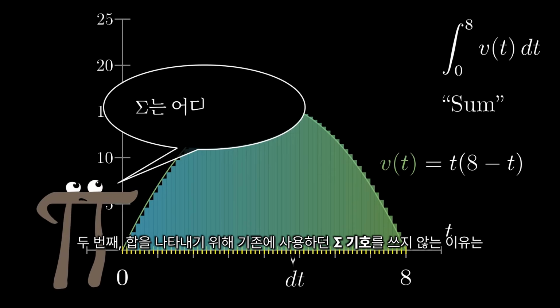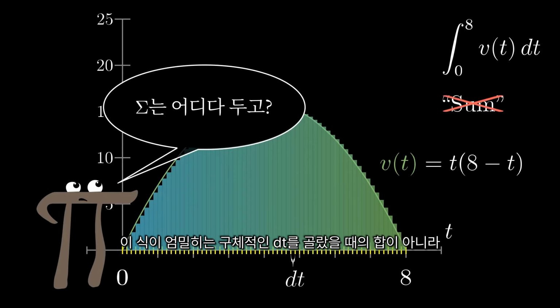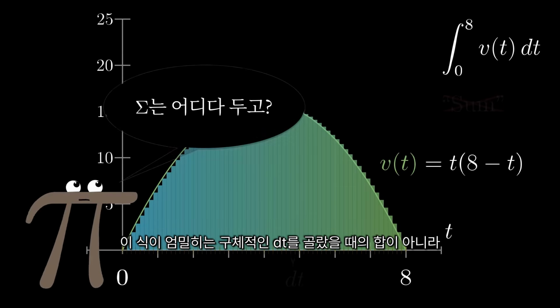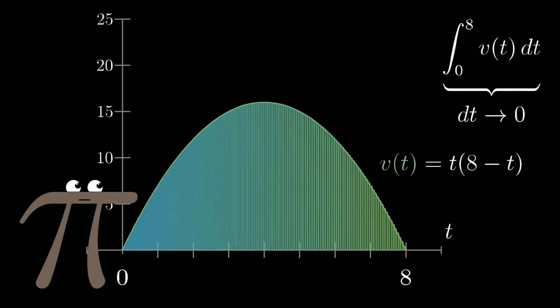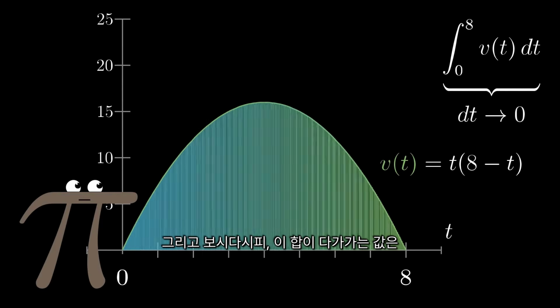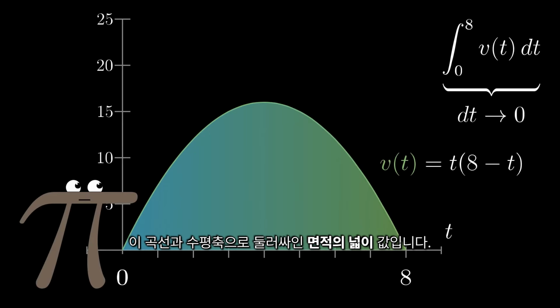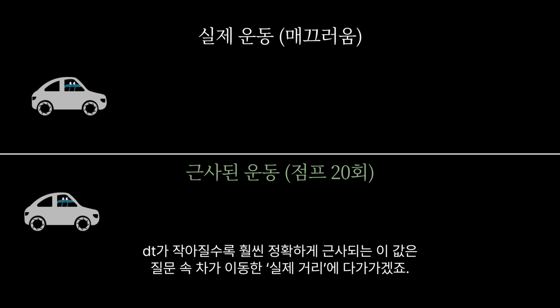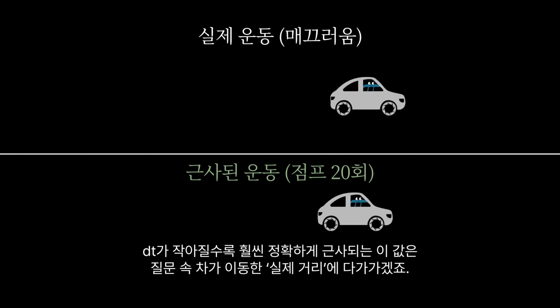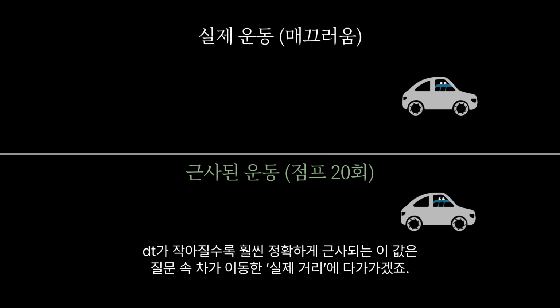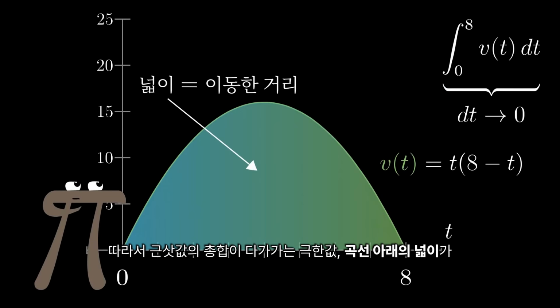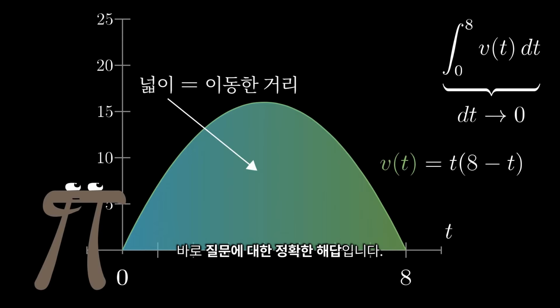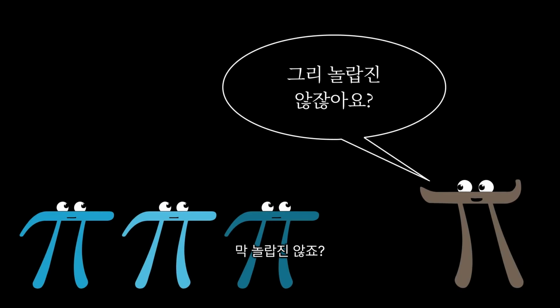And second, the reason we don't use the usual sigma notation to indicate a sum is that this expression is technically not any particular sum for any particular choice of dt. It's meant to express whatever that sum approaches as dt approaches 0. And as you can see, what that approaches is the area bounded by this curve and the horizontal axis. Remember, smaller choices of dt indicate closer approximations for the original question. How far does the car actually go? So this limiting value for the sum, the area under this curve, gives us the precise answer to the question in full unapproximated precision. Now tell me that's not surprising.